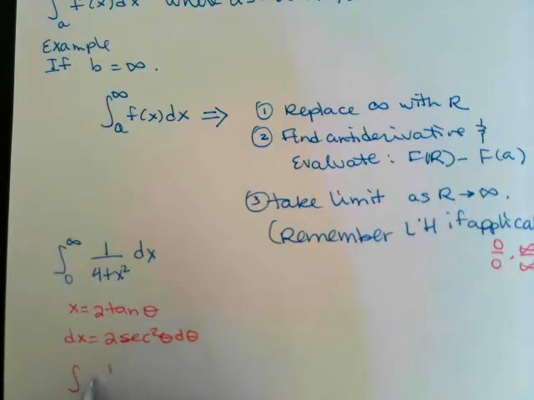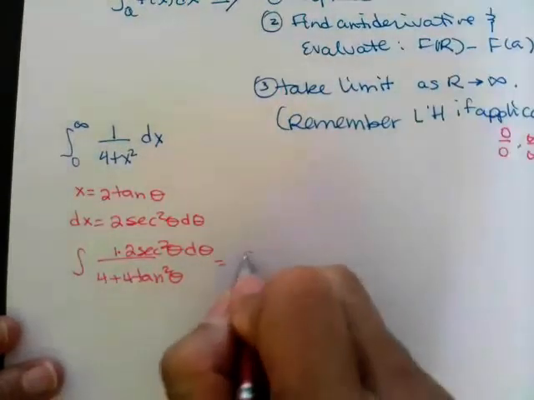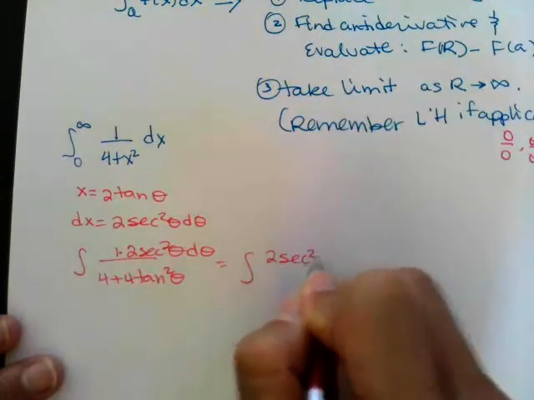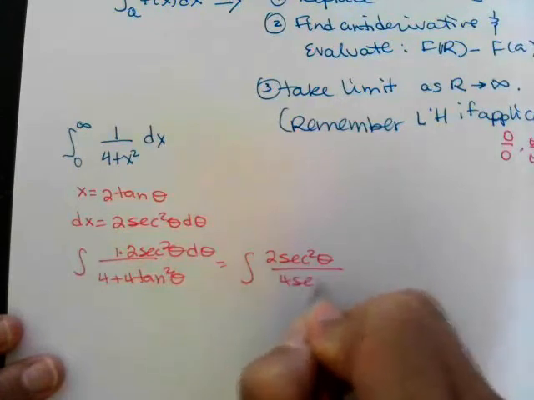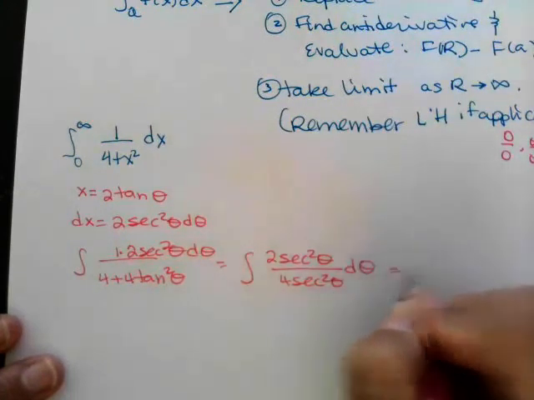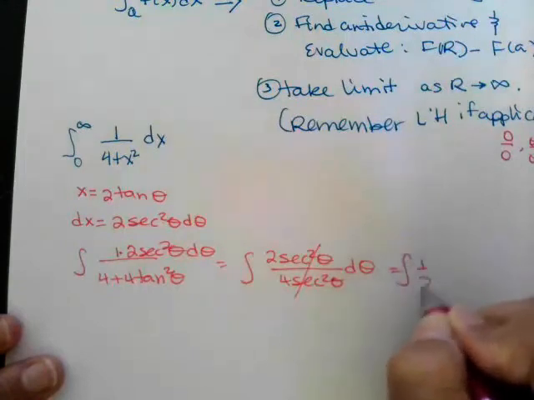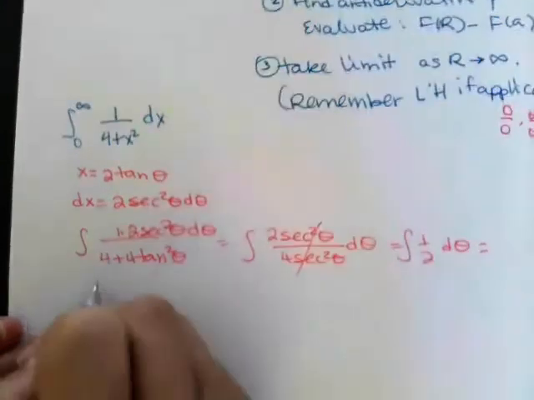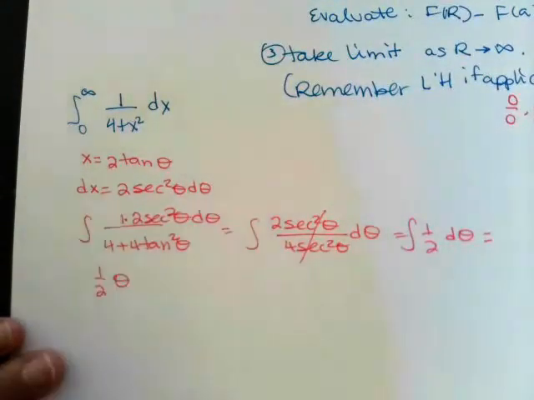So I have 1 over 4 plus 4 tangent squared theta. dx is 2 secant squared theta d theta. So now I have, let's see, that denominator, that's 4 secant squared. So I have 2 secant squared theta and 4 secant squared theta d theta. So of course those will cancel. So I'm integrating 1/2 d theta. So that's 1/2 theta.